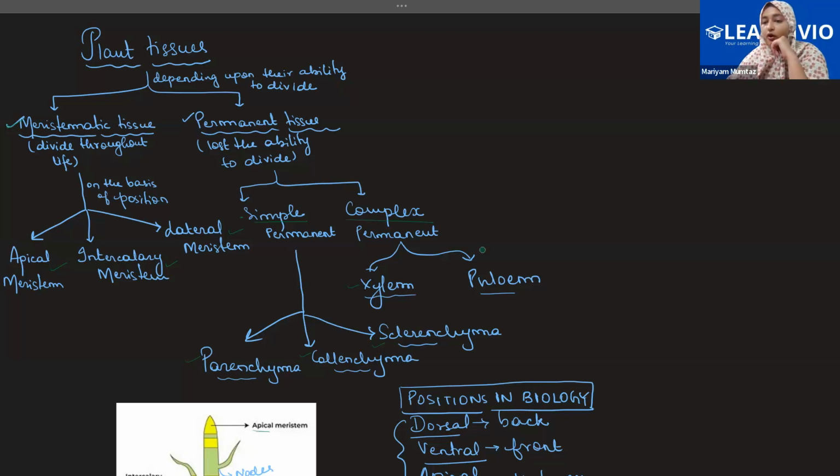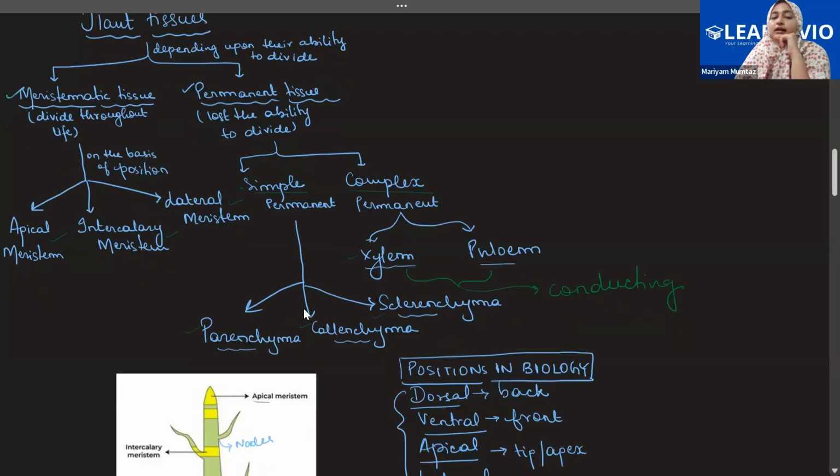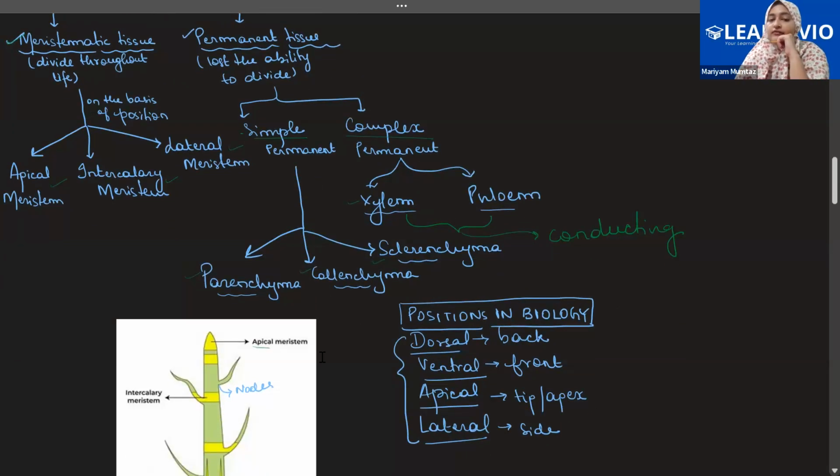Both of these tissues that are complex permanent tissues, xylem and phloem, are actually responsible for the transportation process. Xylem is responsible for the transportation of water, whereas phloem is responsible for the transportation of food. So collectively they are known as the conducting tissues because either way they are conducting something, whether water or food. Clear to everyone? Now, the simple permanent tissues are further of three types: parenchyma, collenchyma, and sclerenchyma.